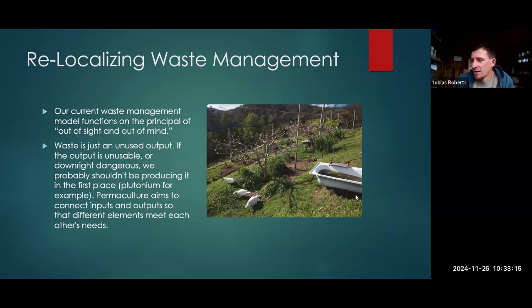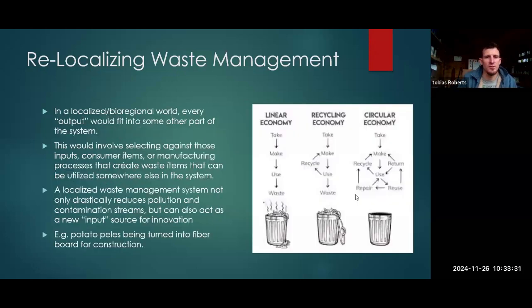It's kind of this very simple storage facility, and then he has a system where he drip irrigates all of his fig trees. So instead of throwing away this perfectly usable water storage tank, which was used as a bathtub, he's repurposed it into another use. In a localized or bioregional world, every output, so every supposed waste, everything that leaves the economic system would fit into some other part of the system.